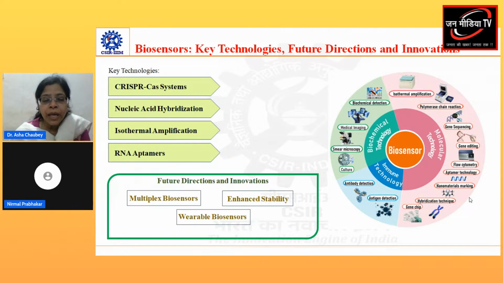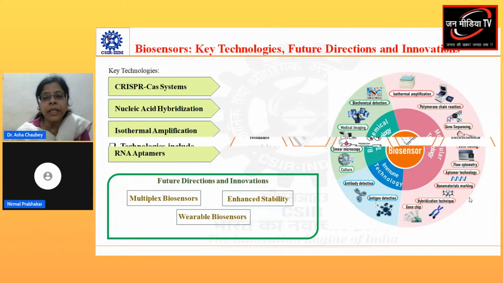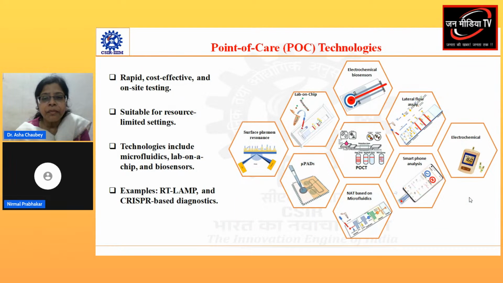So if we talk about how these biosensors can have innovations, there are chances to enhance the stability of these biosensors. We can have wearable biosensors and non-invasive systems, which can help us in the detection of these viruses. And if we talk about point of care technologies, examples include electrochemical biosensors, lab on chip, surface plasmon resonance, and several others.